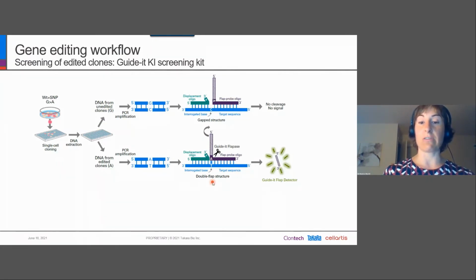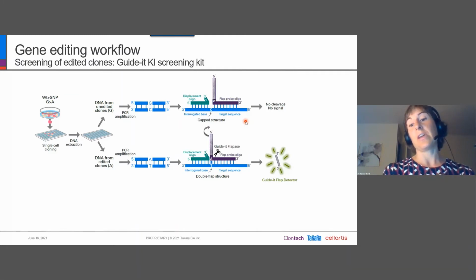This structure is recognized by an enzyme that we call guided flapase. The guided flapase will cleave this fixed sequence, and the release of this fixed sequence will trigger a fluorescence signal. If instead of the SNP you still have the wild type sequence, you generate, as you can see here, what we call a gap structure. This structure is not recognized by the guided flapase, and therefore there will be no fluorescence detected. I forgot to say, this fluorescence can be detected by a plate reader. So you put your plate in the plate reader, you get a fluorescence readout, and whatever is positive means that it contains your desired SNP.